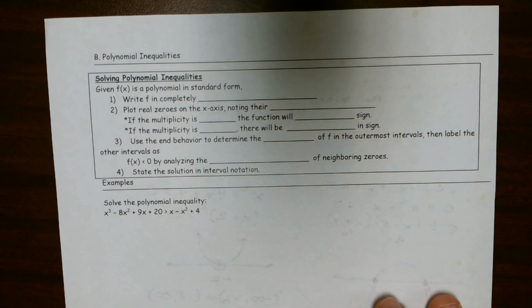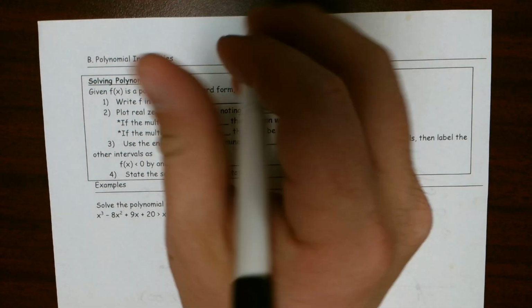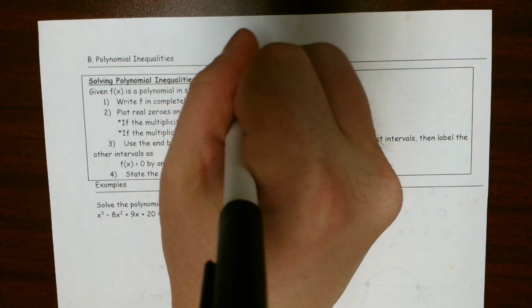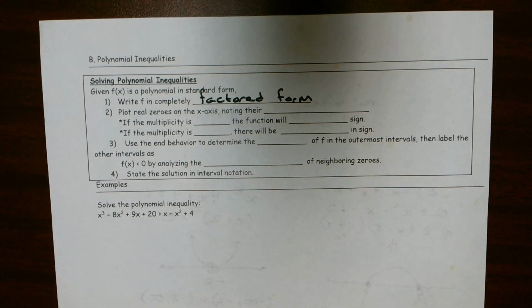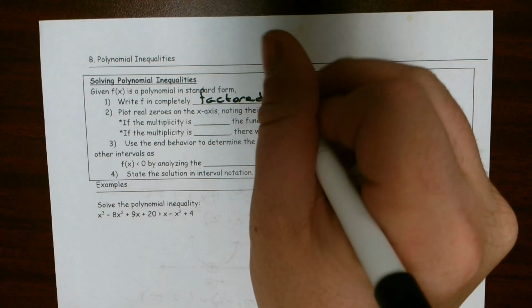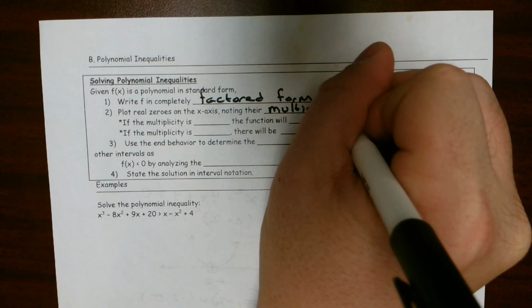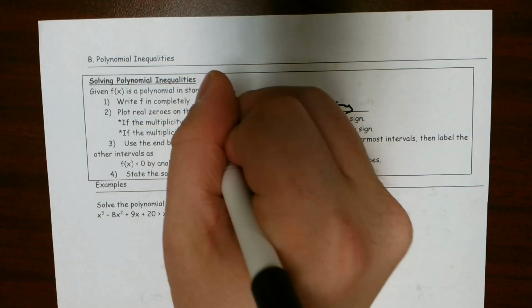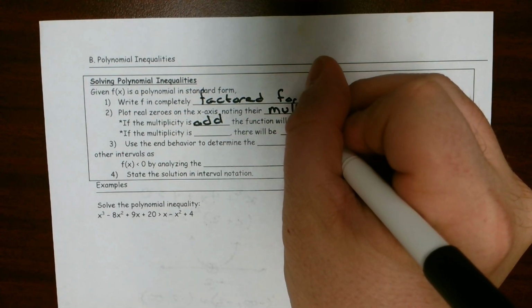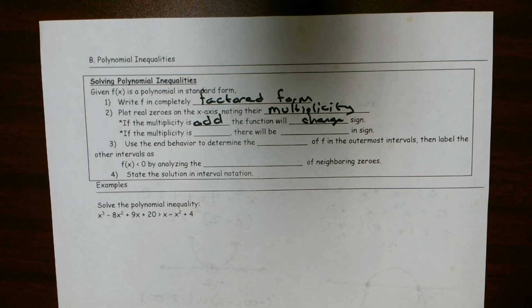Okay, let's dive into some more difficult ones and do some higher degree polynomials. First thing we have to remember is when solving polynomial inequalities, we've got to write f in completely factored form. Got to factor everything. We need to plot the zeros on the x-axis, noting their multiplicity. Remember, if the multiplicity is odd, the function will change signs. It will cross the x-axis, going from positive to negative or negative to positive.